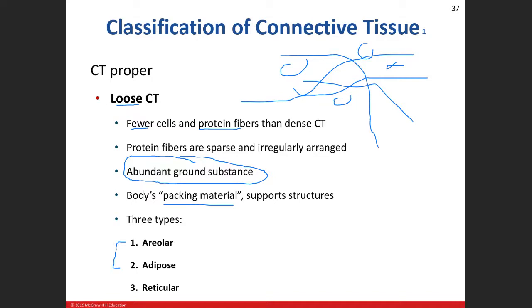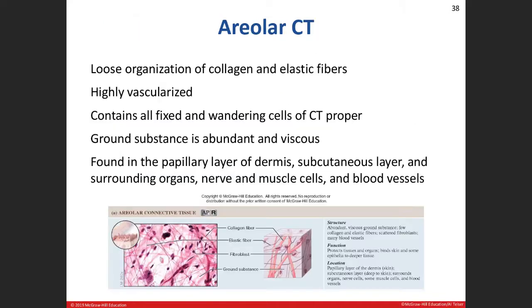All right, so now let's talk about each individual type of loose connective tissue. The first one is the areolar. Again, not much organization. Things are just all over the place. The protein fibers that we're going to see are going to be the collagen, which is the strongest.